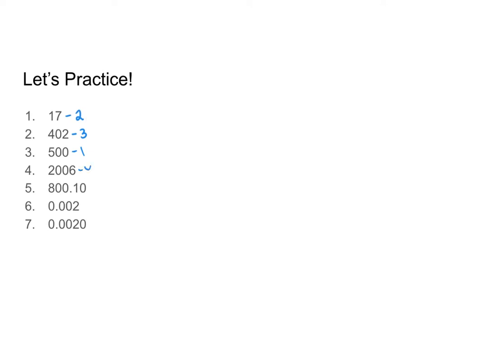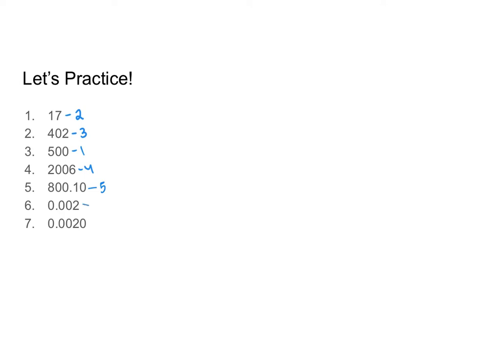2006, though, has 4 because our zeros, again, are sandwiched between 2 non-zero numbers. Next, we have 800.10. For 800.10, all 5 digits are significant because there's a decimal. So that 0 at the end matters.